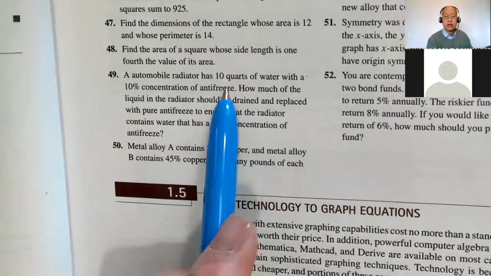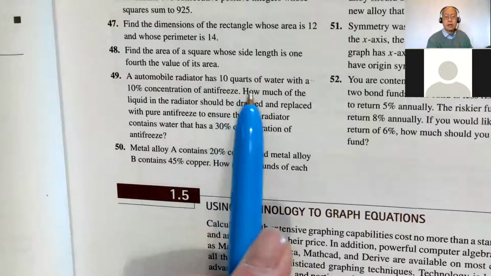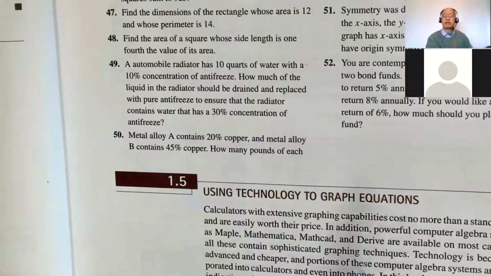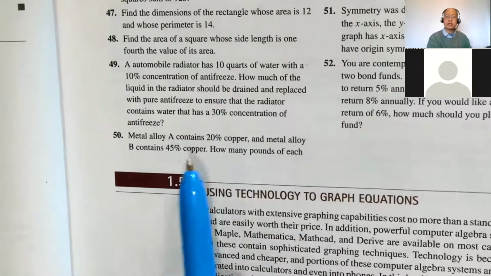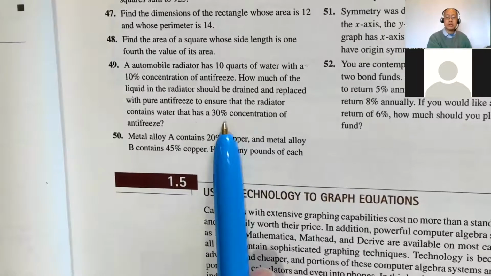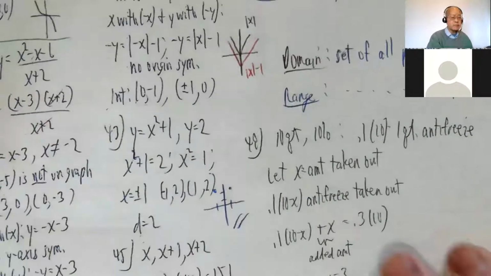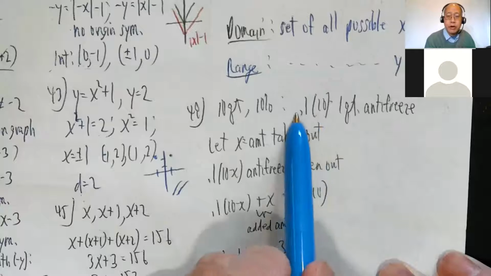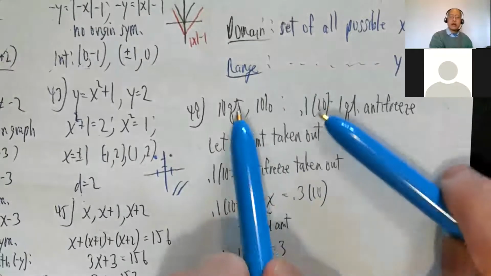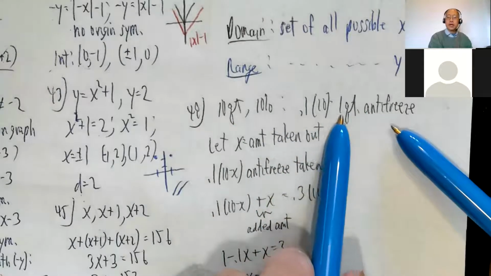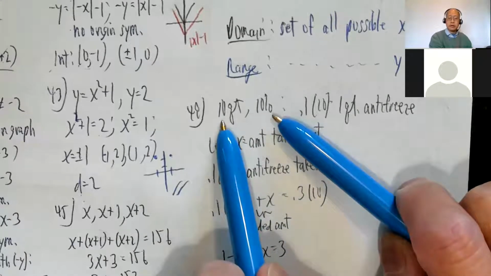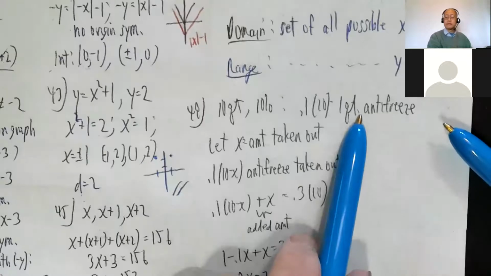Okay, so I've got 10 quarts in my radiator. It's 10% concentration. I drain some of it out. I'll call it X. I pour back in the same amount, X, but it's pure antifreeze. The new concentration is 30%. So the question is, how do I do that? So here's the setup. If I talk only about antifreeze, I have 10 quarts. If it's 10% antifreeze, 0.1 times 10 is 1 quart antifreeze. So at the start, I have 10 quarts. 1 quart is antifreeze. The other 9 is just water, just H2O. It's 10%. 1 quart antifreeze, 9 quarts water.